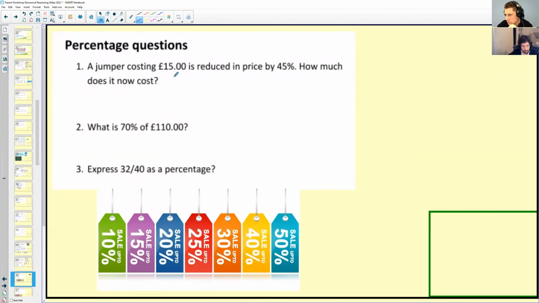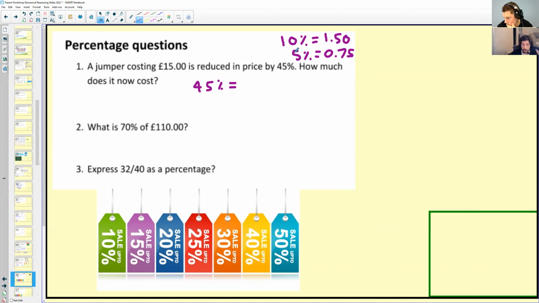So if a jumper is £15 and it's reduced by 45%, what this question is saying is work out 45% and then subtract it. So my method is going to be work out 10%. How? By dividing by 10. That's going to give me £1.50. From that, I can then quite easily work out 5%. That is 75p. I've made note of these.